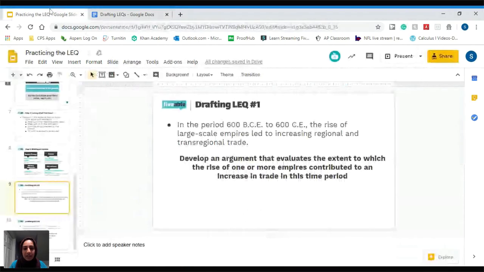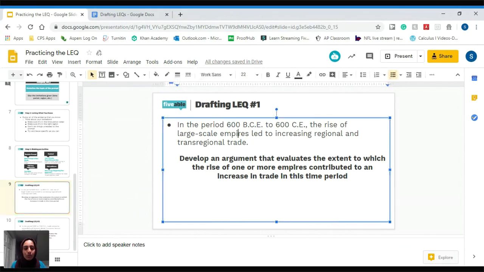I have the first LEQ right here, and it basically says, in the period 600 BCE to 600 CE, the rise of large-scale empires led to increasing regional and trans-regional trade. Develop an argument that evaluates the extent to which the rise of one or more of these empires contributed to increase in trade in this time period. I know the new AP World History curriculum doesn't really focus on these time periods, so if you're confused by what I'm talking about, don't worry.